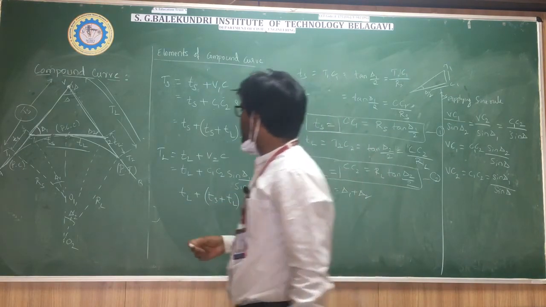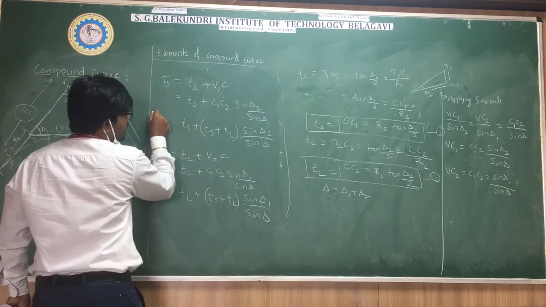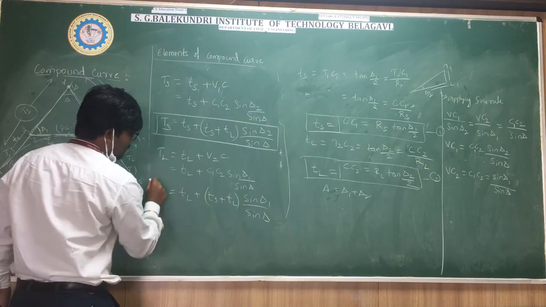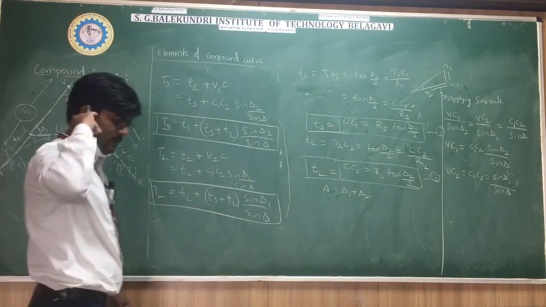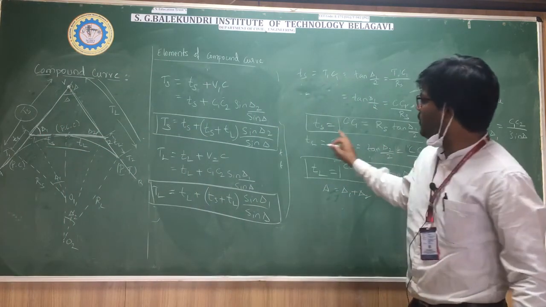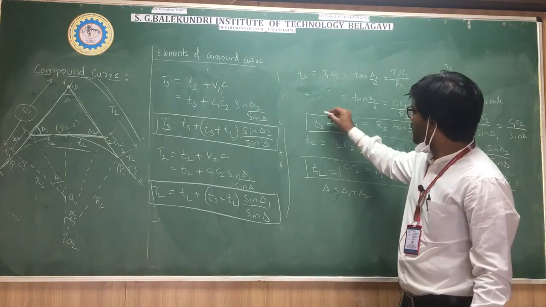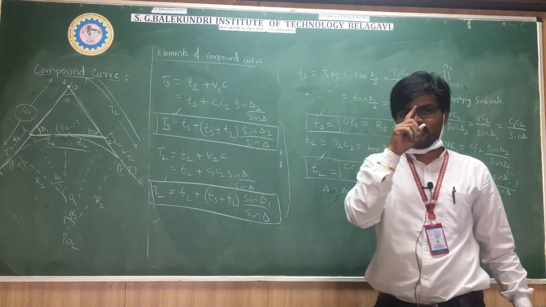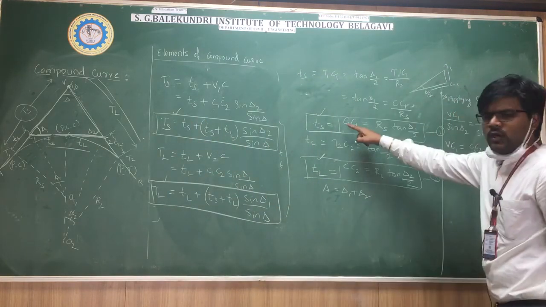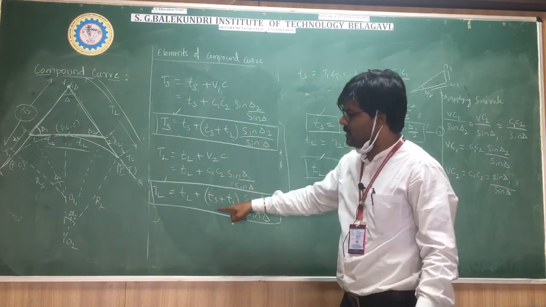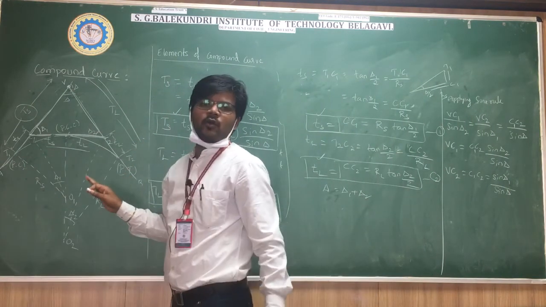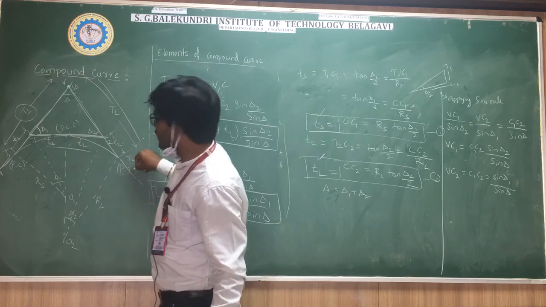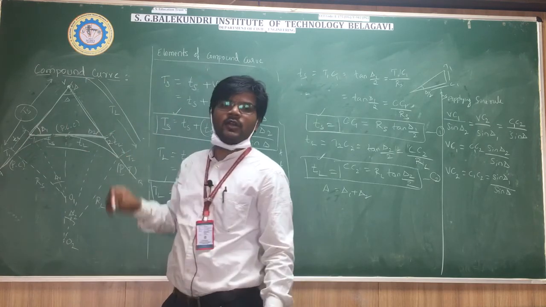Here it is the same. So, hence the tangent distance can be calculated by using this expression. Hence, these are the 4 elements of compound curve which can be calculated by this formula, correct? Yes, by knowing TS and TL, the entire compound curve can be drawn and plotted easily.